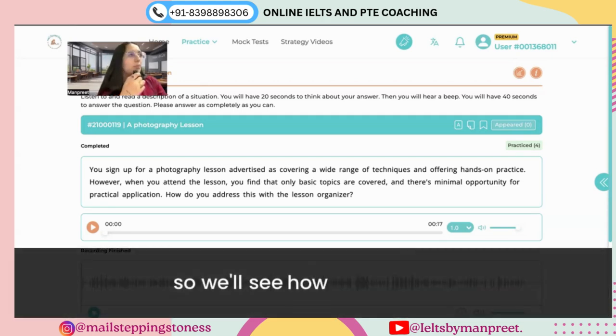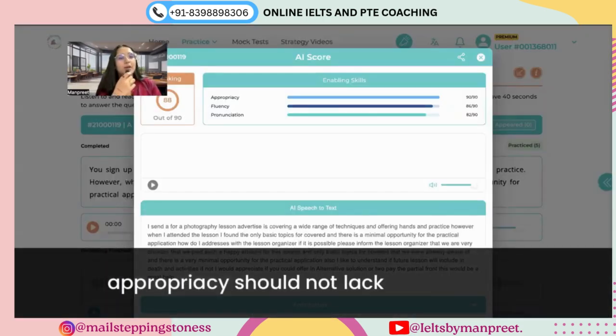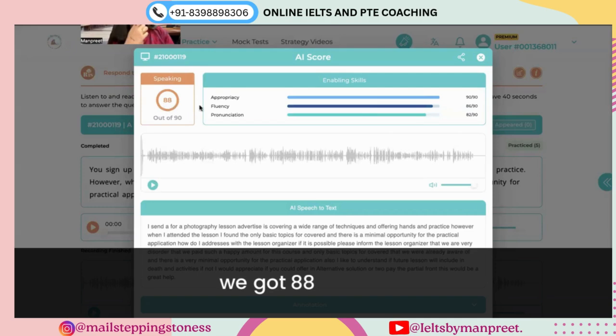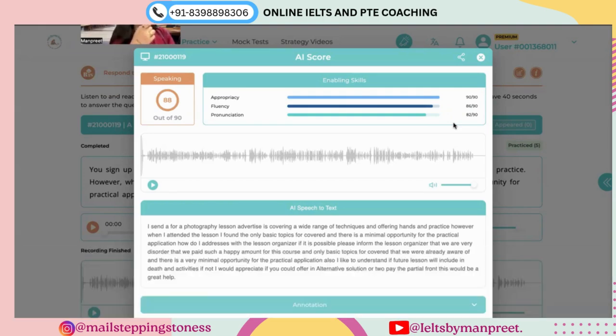So we'll see how much this is going to score us on the basis of the entire thing. The appropriacy should not lag. Okay, not bad. We got 88 out of 90. Only the fluency is lacking a bit, but of course, when you'll be using the headsets and everything, you'll get the complete marks out of it.